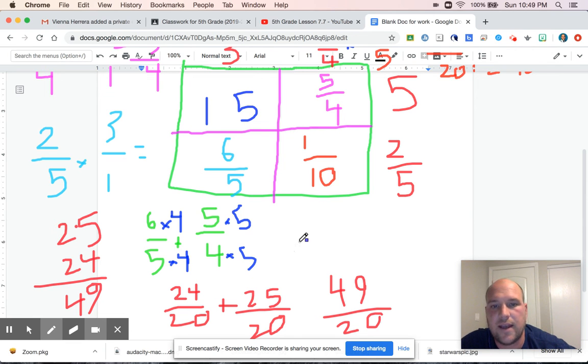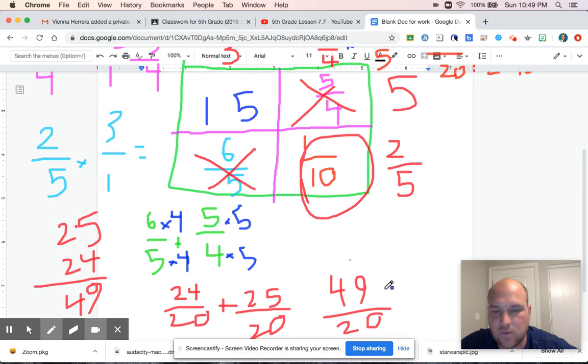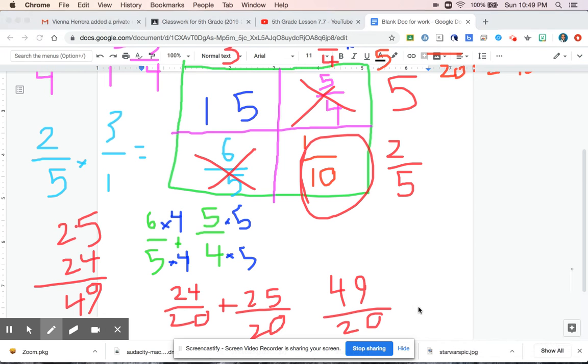Cool. Now, I did these. I haven't done this guy yet. Need to do this guy right here. Oops, that was a bad circle. 1/10. 49 20ths. Let me get rid of my face here for a second. Plus 1/10. What can I change that 10 into?